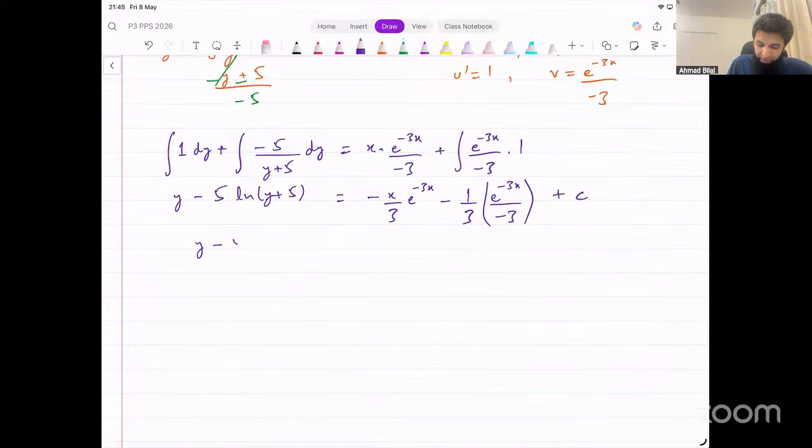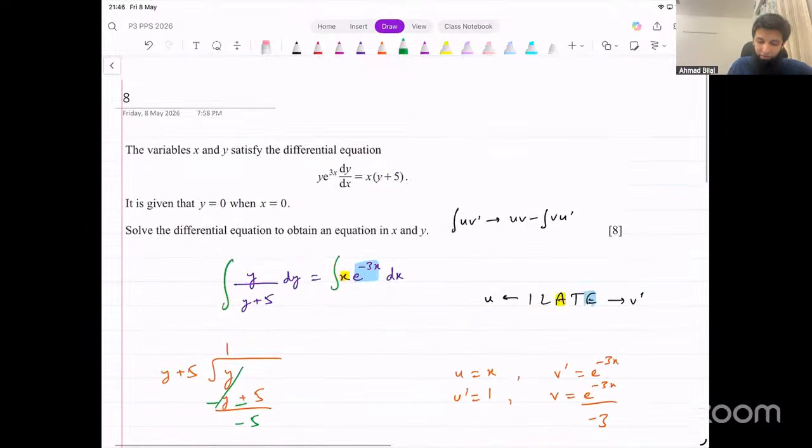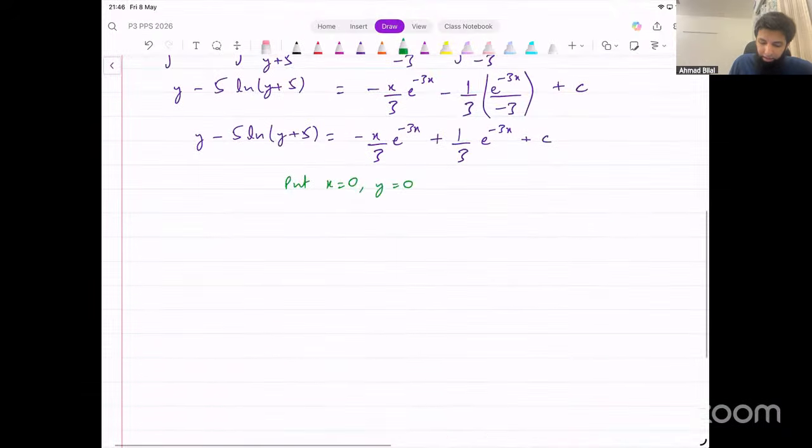But before that, let's simplify this a little. y minus 5 into ln of y plus 5. On the right side, we have minus x over 3 into e raised to power minus 3x plus 1 over 3 into e raised to power minus 3x plus c. Input those values. You put x equal to 0 and y equal to 0 to find the value for c.